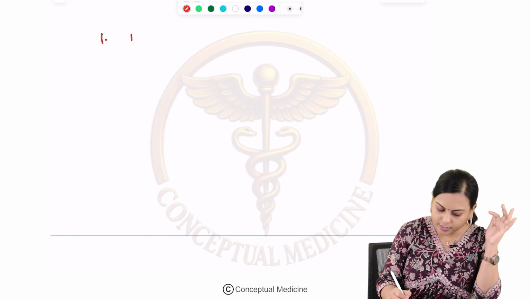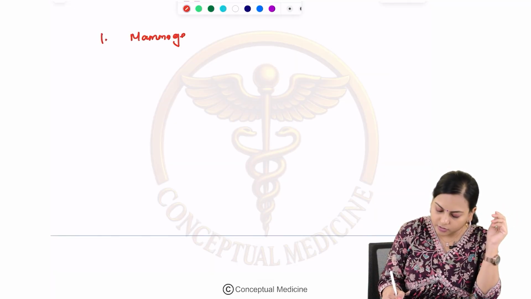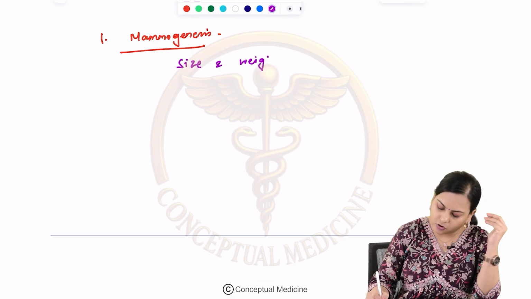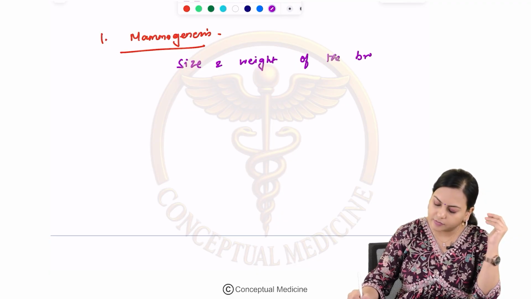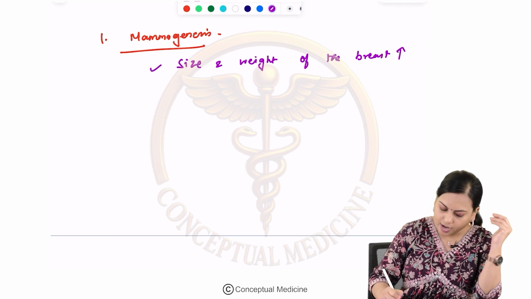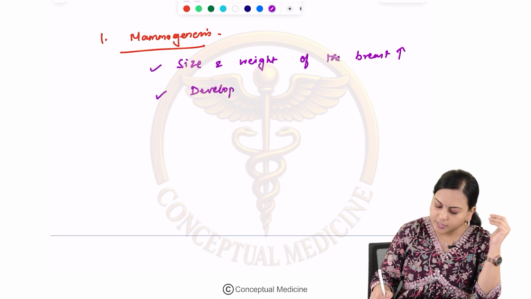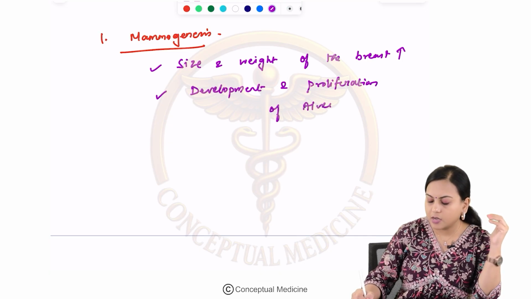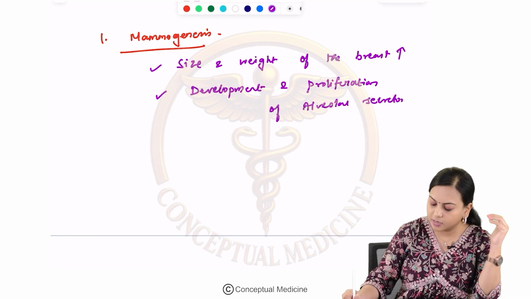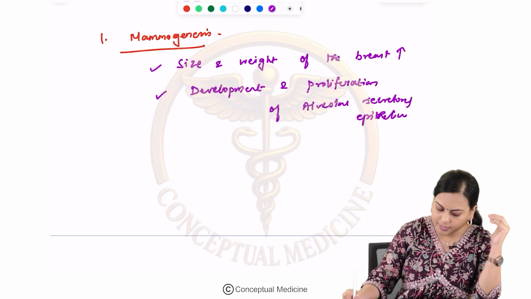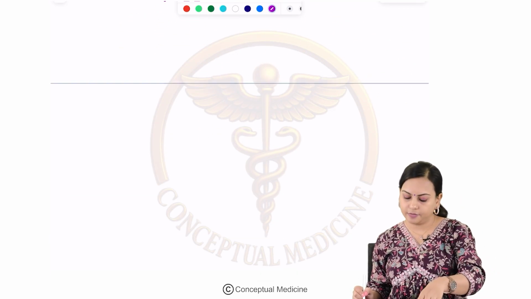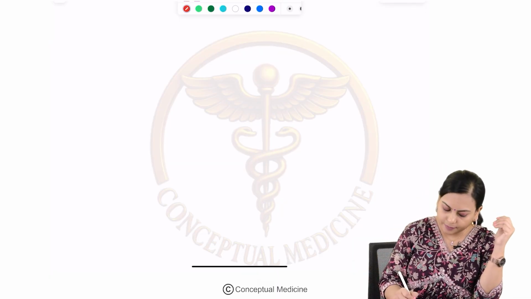What I told you about the first step, mammogenesis: the size and weight of the breast increases during pregnancy. This happens mainly due to development and proliferation of the alveolar secretory epithelium, and mainly under the role of the hormone progesterone. Clear?